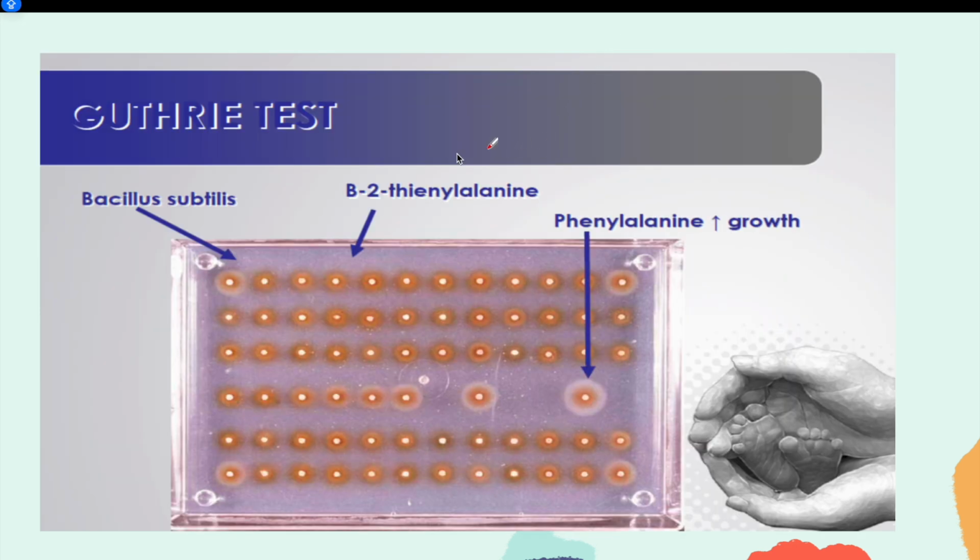Now this picture shows the Guthrie test. In this we have Bacillus subtilis, beta-2-thienylalanine, and phenylalanine increases the growth if it is present. This shows the explanation for the previous slide.